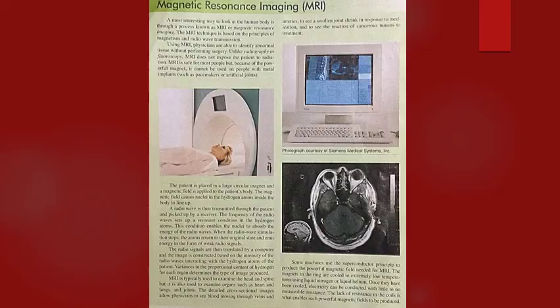Some machines use the superconductor principle to produce the powerful magnetic field needed for MRI. The magnets in the ring are cooled to extremely low temperatures using liquid nitrogen or liquid helium. Once they have been cooled, electricity can be conducted with little or no measurable resistance. The lack of resistance in the coils is what enables such powerful magnetic fields to be produced.